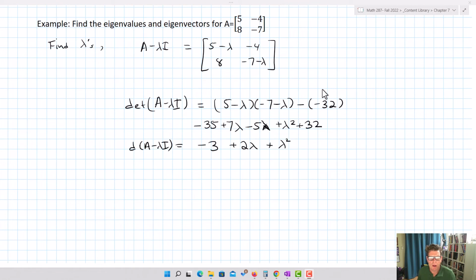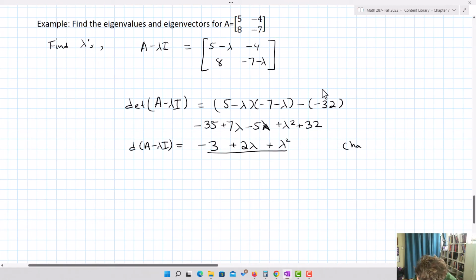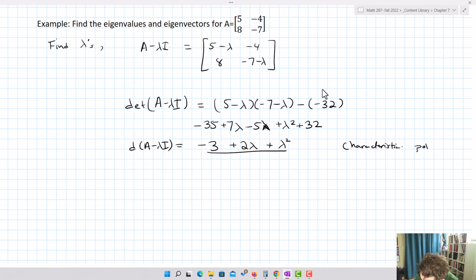If we look at this, this is going to be my characteristic polynomial. What I'm going to do is factor it. So we have something minus lambda: this is going to be -3 minus lambda, and this is going to be 1 minus lambda. Consequently, this is also the characteristic polynomial. We can choose either one of them.